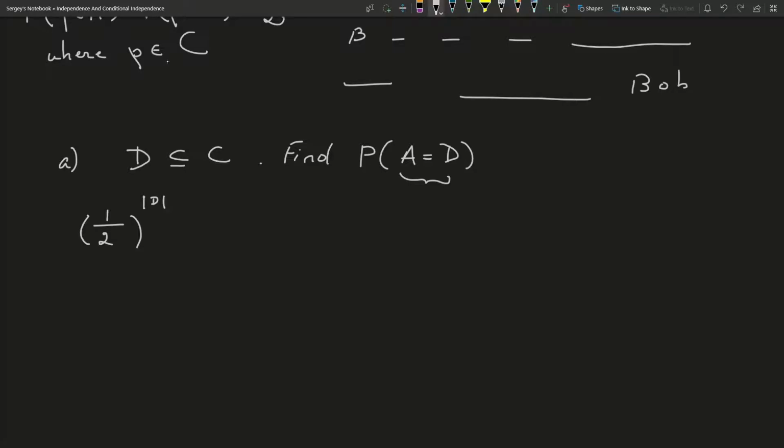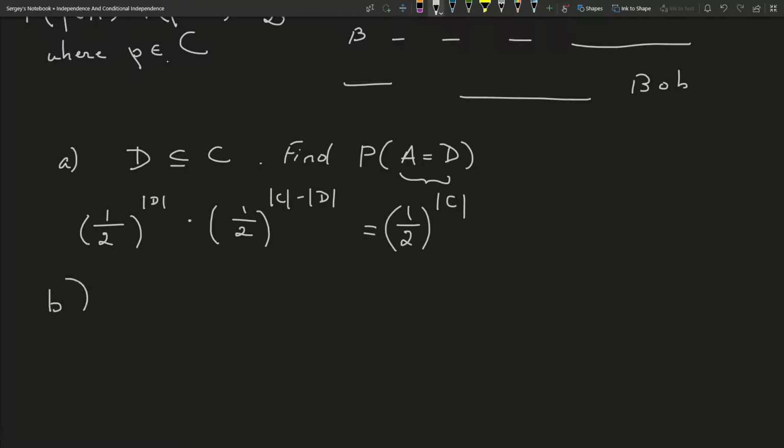This is the product of the probabilities of a person in D being friends with Alice, times 1/2 to the power the cardinality of C minus the cardinality of D. So for everyone else who's not in this set D, we want them to not be friends with Alice, but the probability of not being friends with Alice is also 1/2. So that's 1/2 raised to this power, and we get 1/2 to the power cardinality of C.